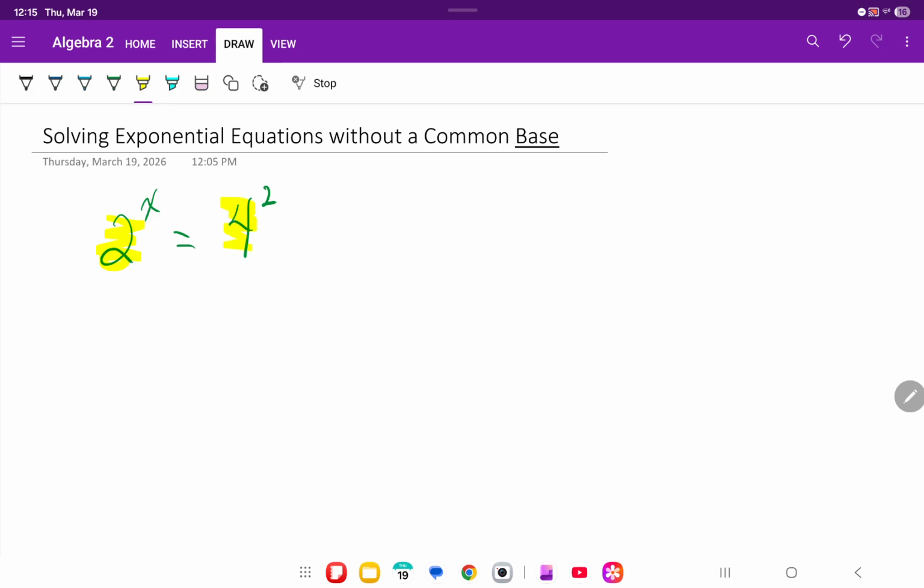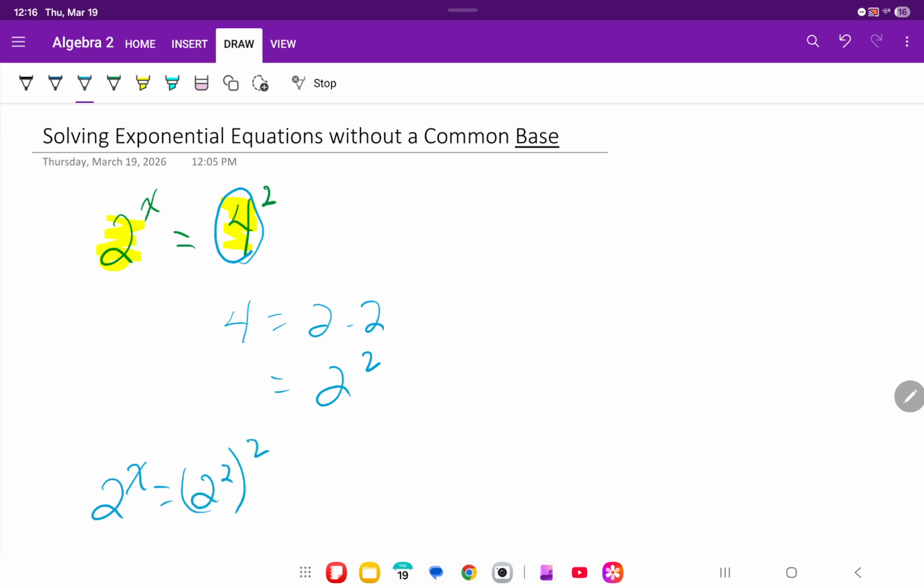Well, it's very nice that we can convert the 4 into a base 2, because 4 is the same thing as 2 times 2, which can be written as 2 squared. So what we're going to do is substitute out here just the 2 squared. So that becomes now 2 to the x equals 2 squared, that is squared.